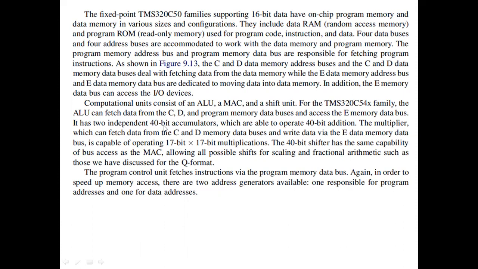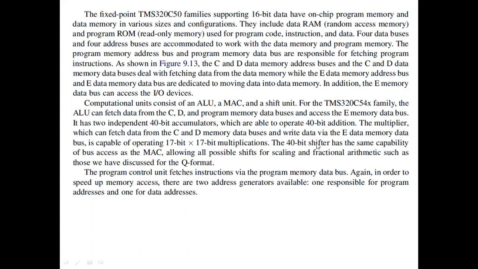That's easy. The second thing is a 17 cross 17 multiplier. Your data is 16-bit. Why would you like to go for a 17-bit multiplier? Here also this is interesting. You don't have to lose on the precision. That's what he's talking about. Then a barrel shifter, that too 40-bit.